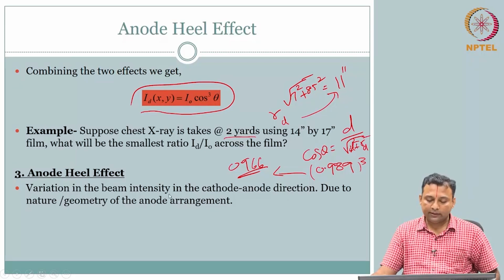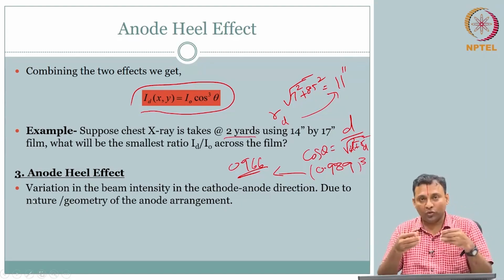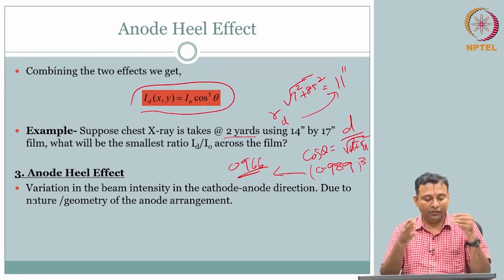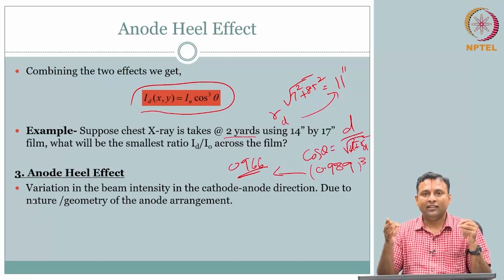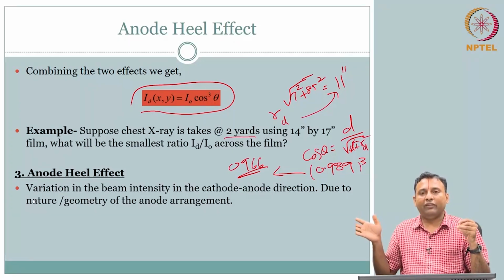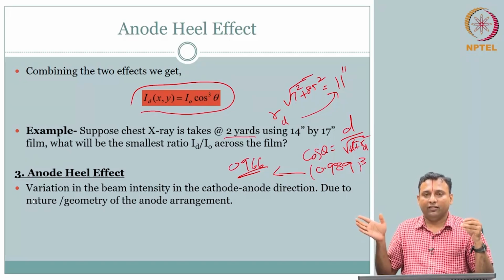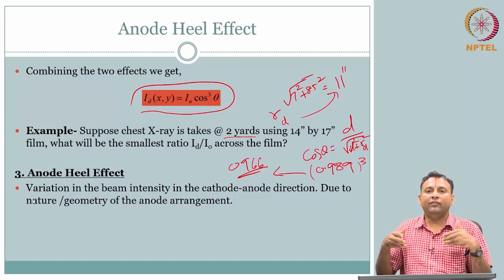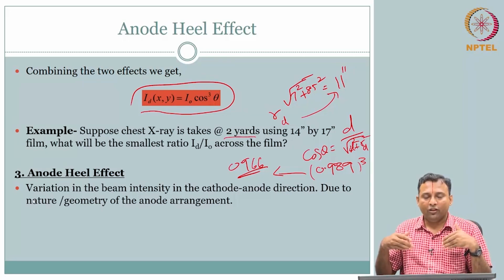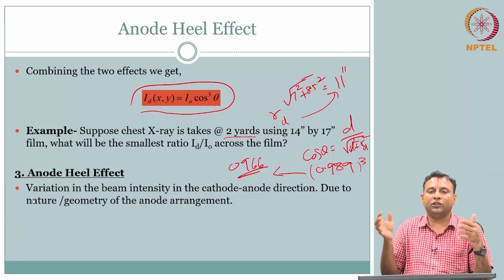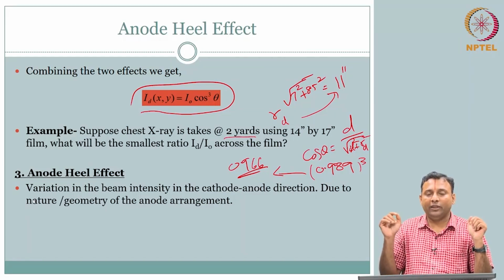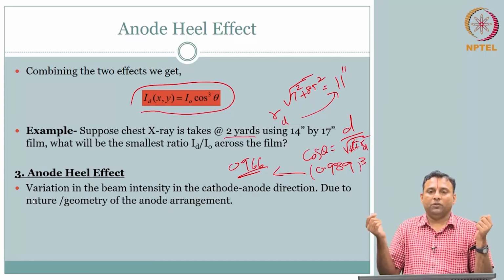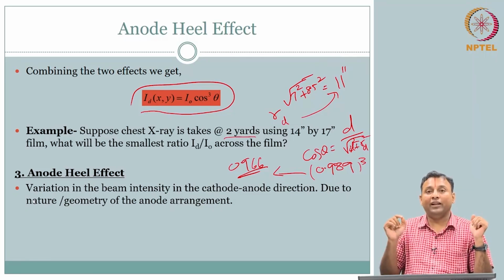So what does this effect turn out to be? If you have a variation in the beam intensity at the source itself, you are going to have that variation at the detector, because the source itself is varying. Then how are you going to tell whether the variation is from the object or is an inherent variation because of the setup? That is a bigger problem. So this is a more dominant effect.